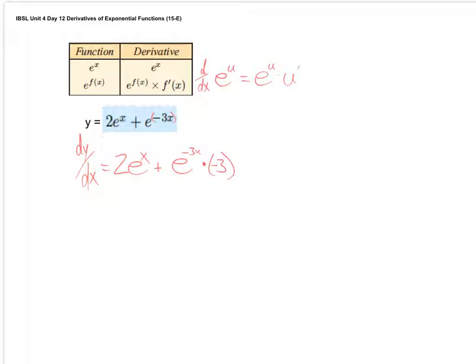So we write it out first as it was already, e to the negative 3x, and then we take the chain rule of the exponent. Good. So we could rewrite this as 2e to the x minus 3 over e to the 3x, if you want.